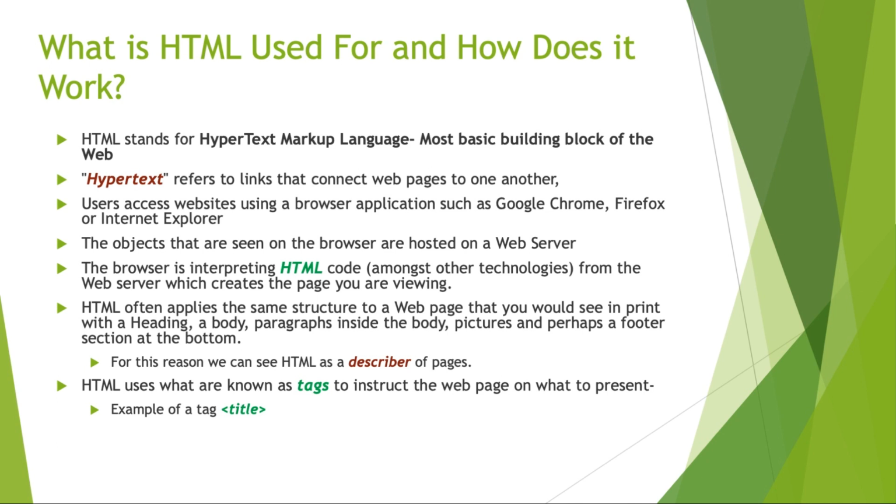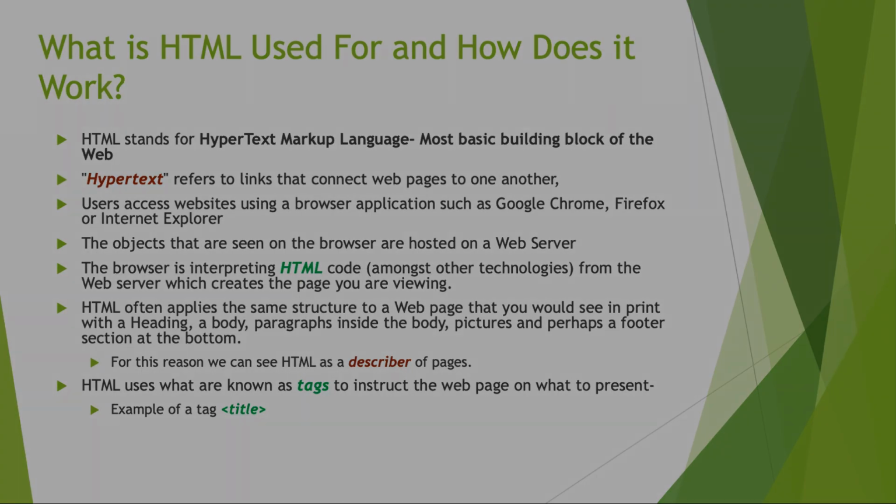HTML often applies the same structure to a web page that you would see in regular print. It might have a heading and a body, paragraphs, pictures, etc. For this reason, we can see HTML as a describer of web pages. HTML uses what are known as tags to instruct the web page on what to present. An example of an HTML tag could be the title tag. It's where you place the title of the web page.